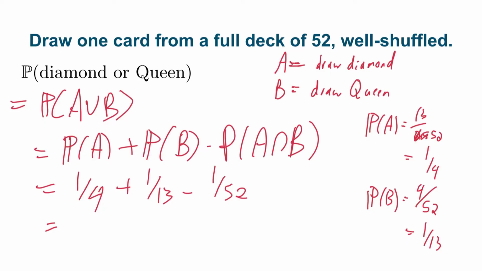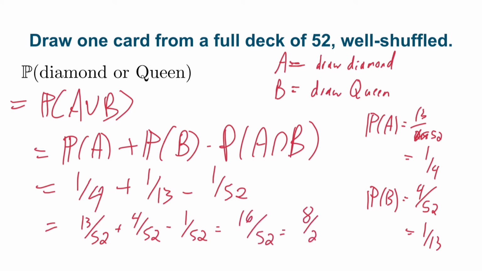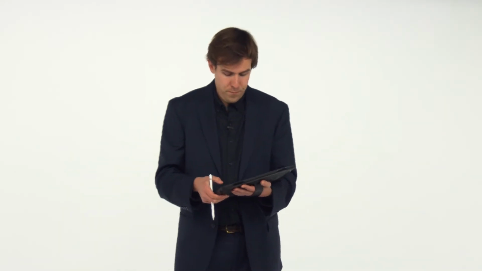So let's see here. Get a common denominator, it'll be 52. So 13 over 52 plus 4 divided by 52 minus 1 divided by 52 is 16 divided by 52, which is 8 over 26, which is 4 out of 13. That's the probability. So not too difficult, I don't think, but we do have to remember to use the union rule. Otherwise, we're going to get the incorrect answer because we'll forget to subtract that 1 over 52.